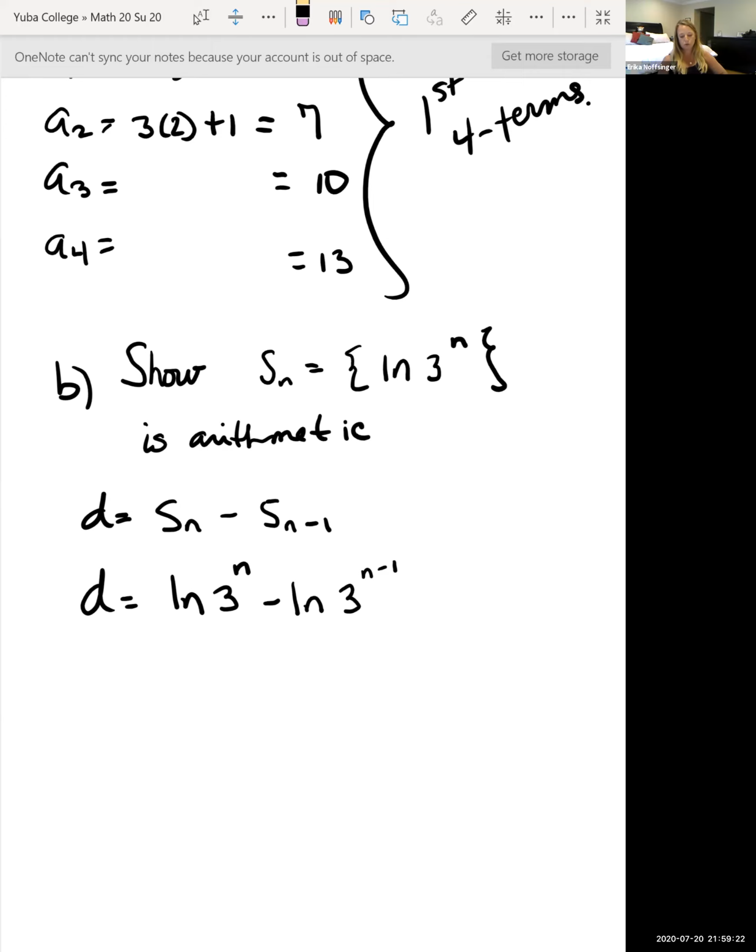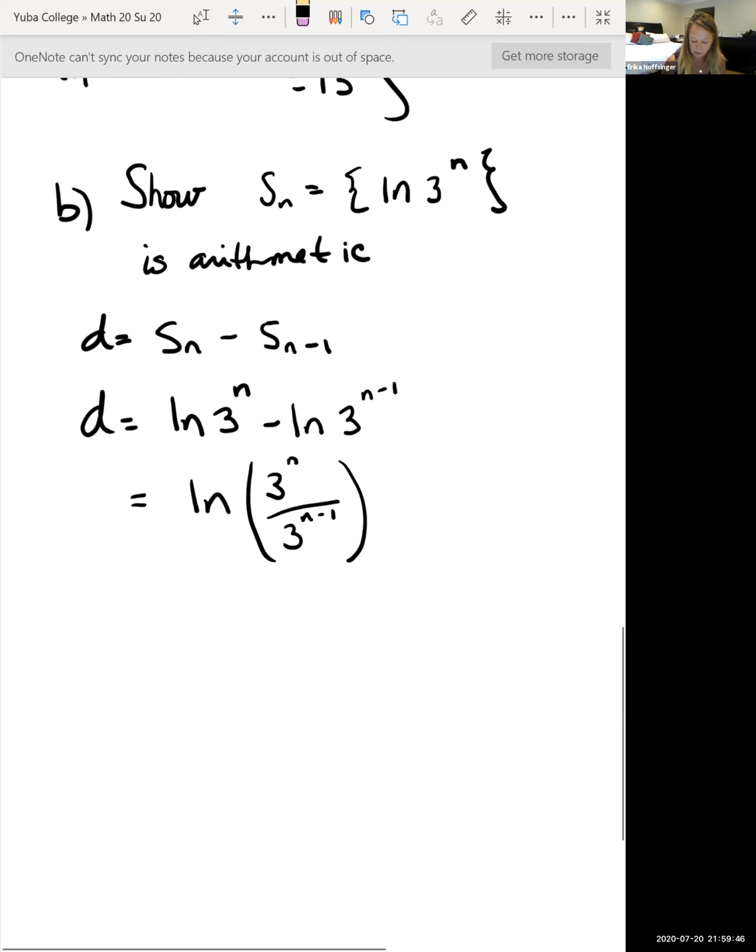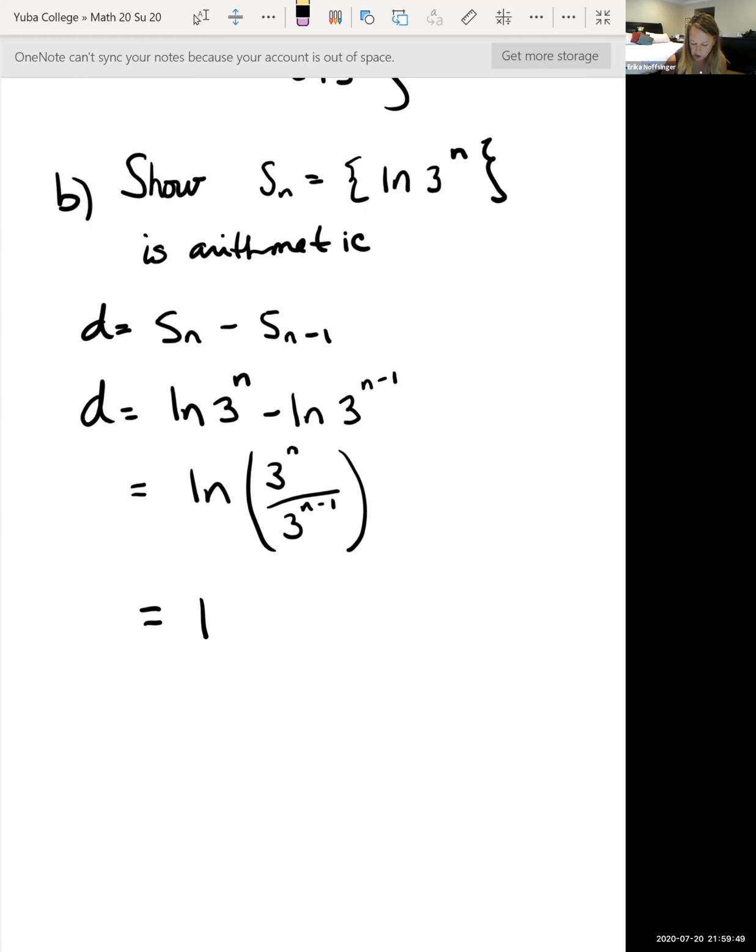So let's use some rules. I notice I have a minus in between my natural logs. I can rewrite that. So this is the same thing as the natural log, parentheses, 3 raised to the nth power all over 3 raised to the n minus 1 power. So now that we rewrote this, we can use rules of exponents. So this is the natural log of 3, same base. So I'm taking my exponent on top, which is n, minus my exponent on the bottom, which is n minus 1.